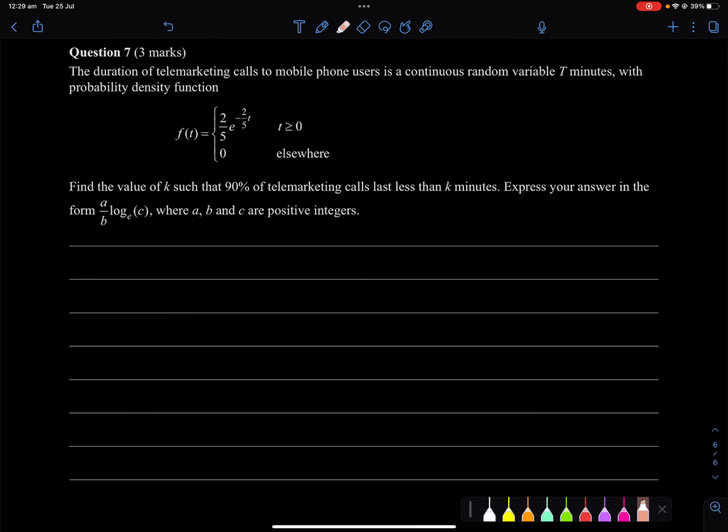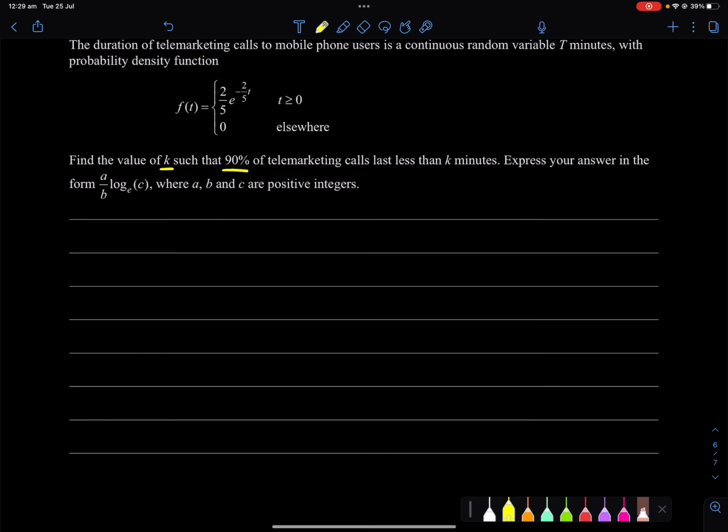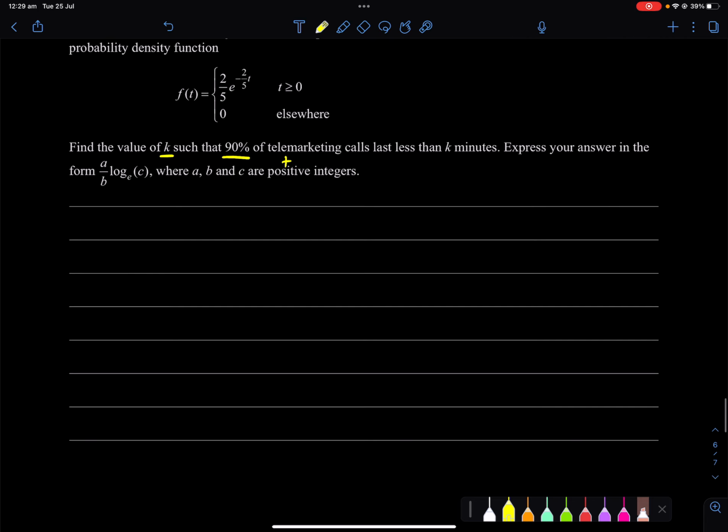The duration of telemarketing calls to a mobile phone user is a continuous random variable t minutes with a probability density function. We've got this function. Find the value of k such that 90% of the telemarketing calls last less than k. Express your answer in this form, where a and b are positive integers. So we want to find the value of k such that the probability that t is less than k equals 0.9. That's what we're trying to find.